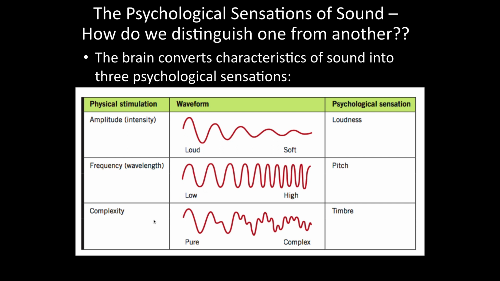The complexity of the wave or the waveform determines what's called timbre. This is what enables us to differentiate one voice from another, even when that voice might be the same loudness and the same pitch. Same for a musical instrument. If two instruments are playing at the same level or the same amplitude and frequency, it's the waveform that would enable us to distinguish one instrument from another.